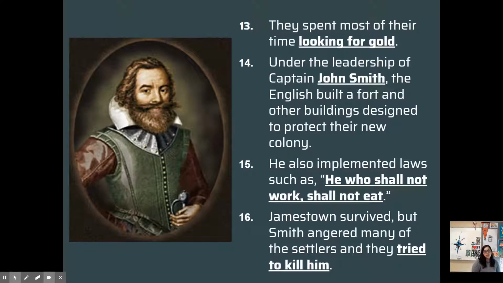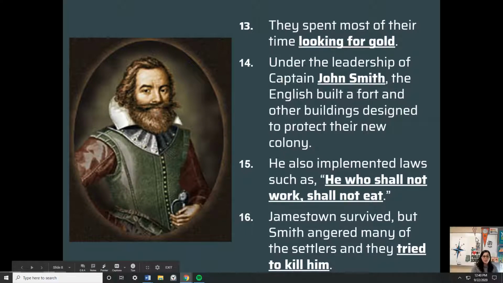So one of the things that John Smith implemented was this law that said, he who shall not work shall not eat. So those rich gentlemen who came and thought, oh, I'm just going to get rich quick and lay low here, he said, no, that's not going to work. You need to do your part. Remember, they came at a time when farming wasn't really something that they could do very easily. So everyone needed to work in order to make sure that they had enough food to survive.